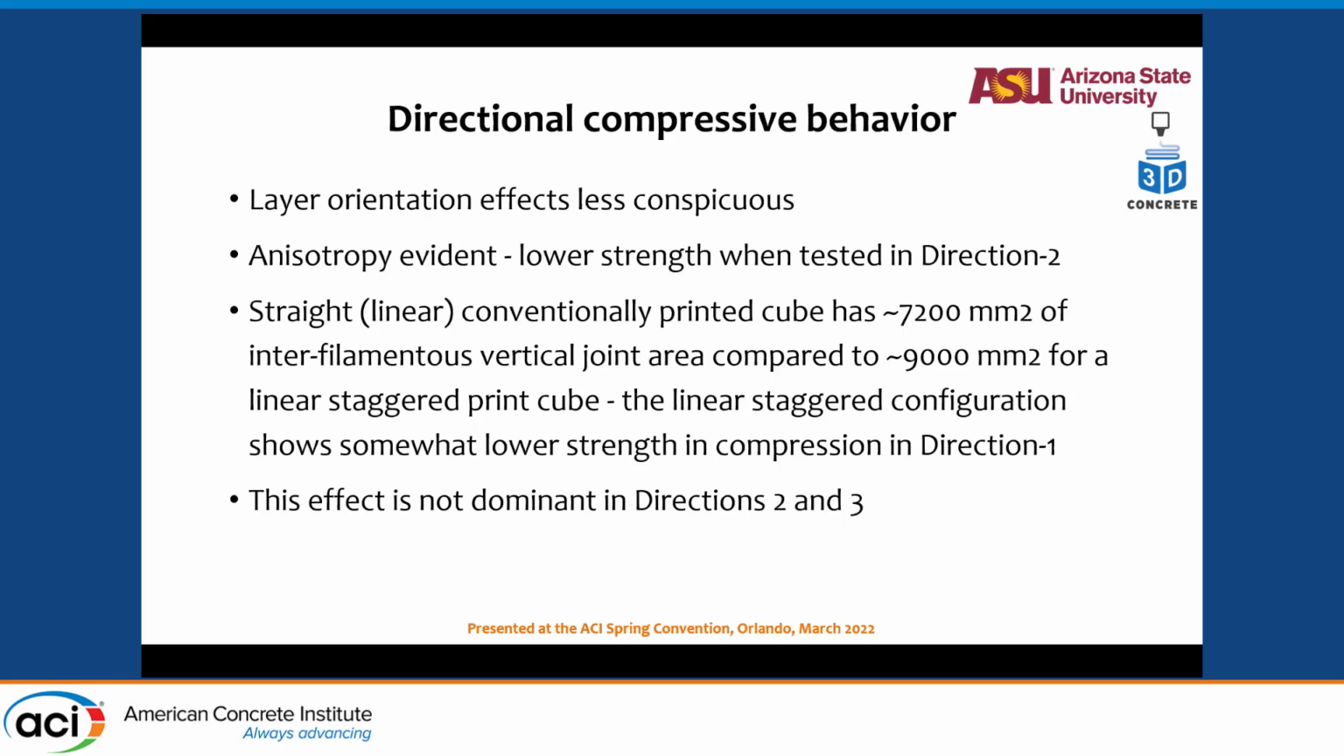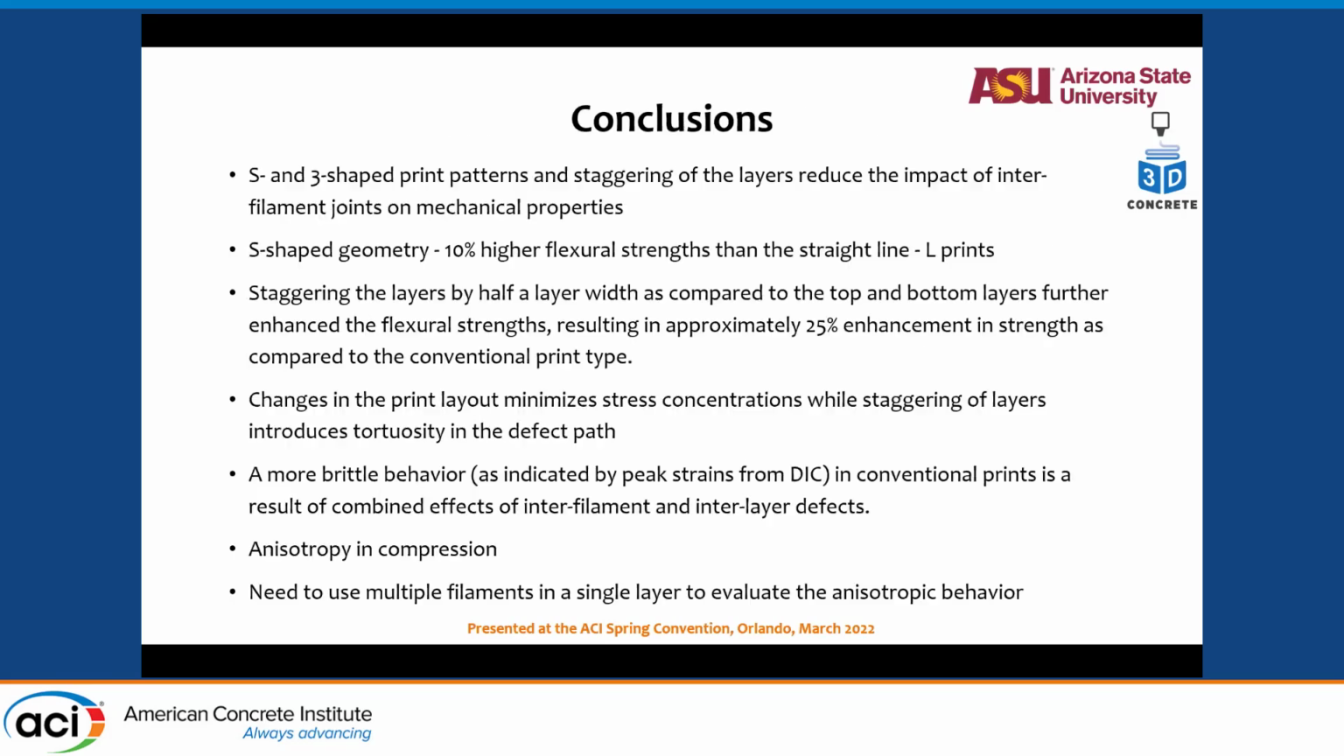Anisotropy is evident, with lower strength when textured in direction 2. Again, the idea is that if I have just a linear print, not any other shape, I have about 70 to 100 square millimeters of interfilament vertical joint area, compared to 9,000 for the staggered print cube. So when I have more interface area, basically I'm staggering all of that. The crack will have to do more work to go through the entire specimen. You will see slightly higher strengths. The effect is not dominant in directions 2 and 3 for compression.